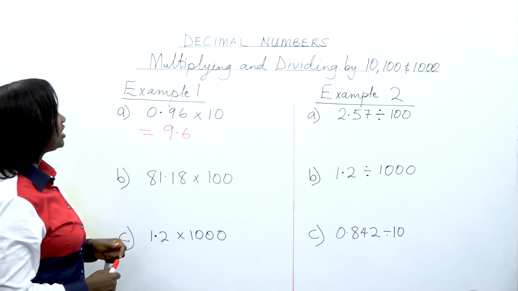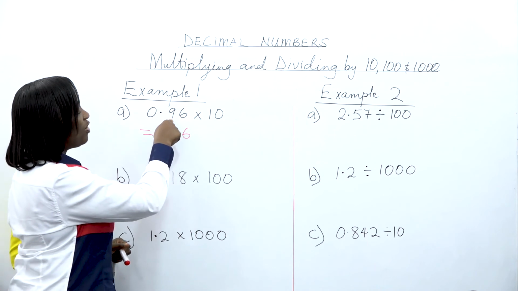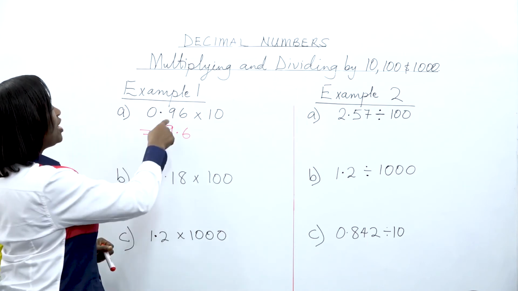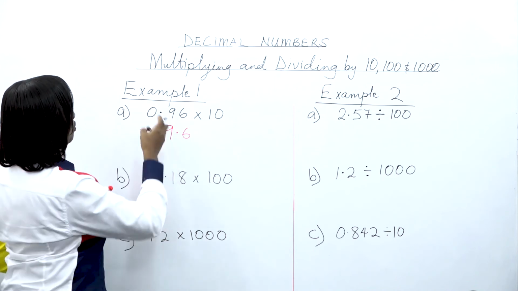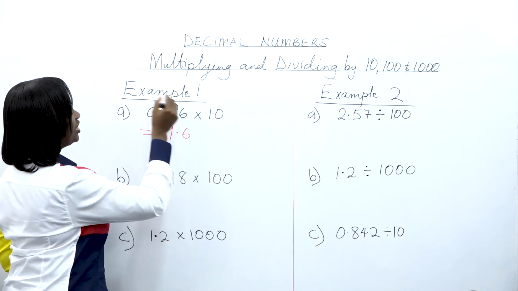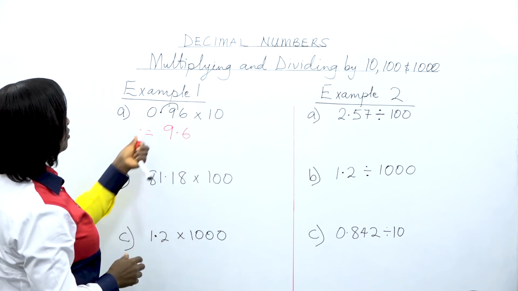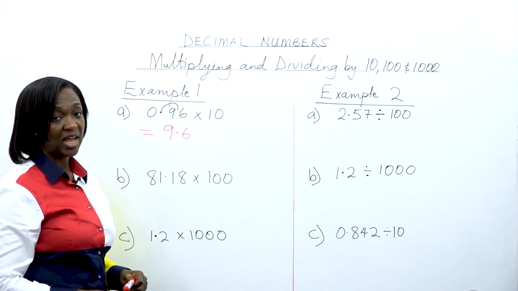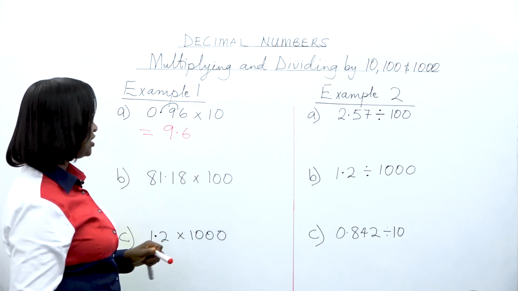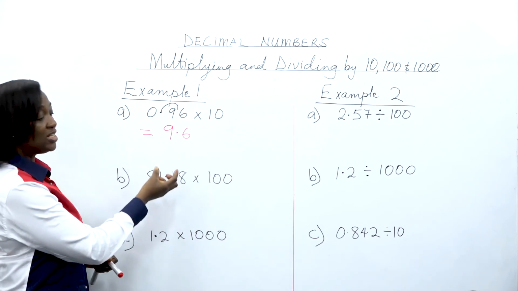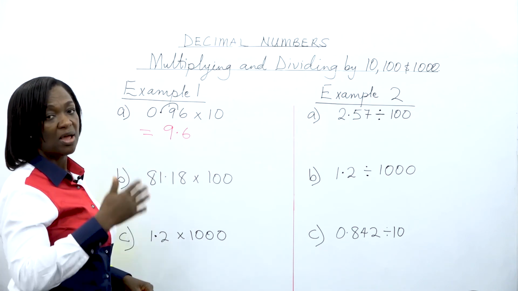So 0.96 times 10, we're multiplying, so the number is getting bigger. So the place value of this 9 is going to change from 9 tenths to 9 units. So we practically kind of move the decimal point there. So it becomes 9.6. It moves one place because you're multiplying by 10. When you multiply by 100, it will move 2 places. Actually, in the real sense of it, the digits change place value because the number is becoming 100 times bigger.